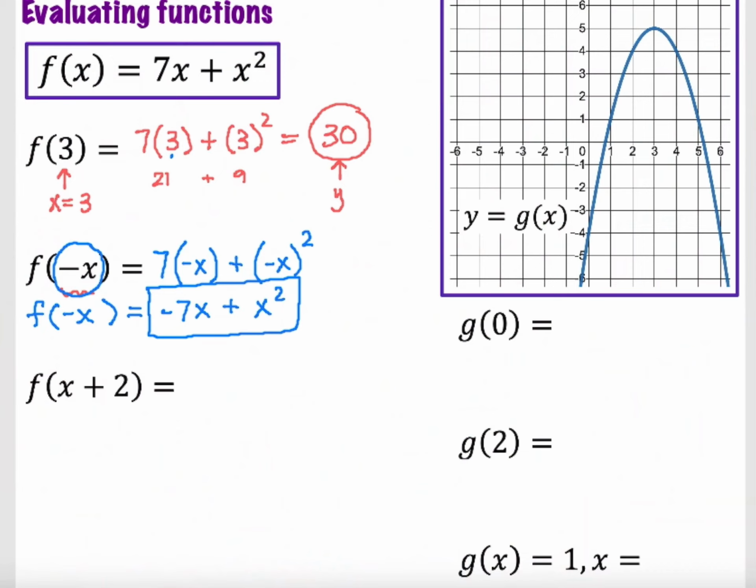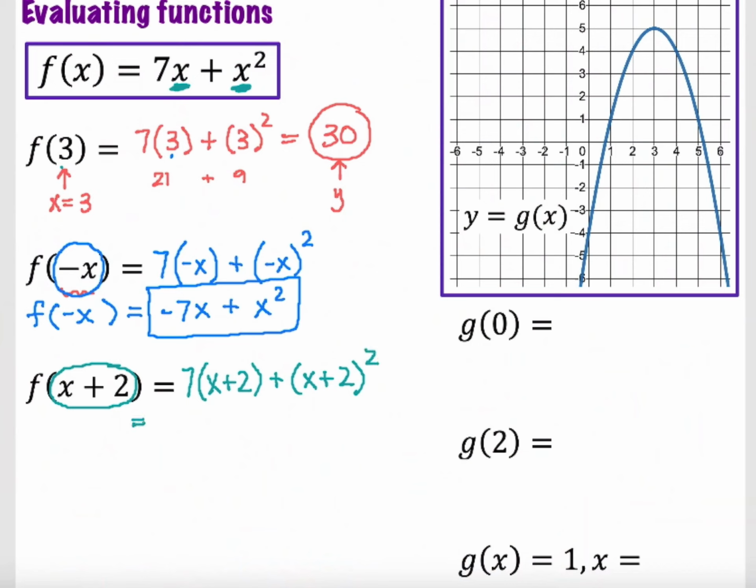This one's real fun. We're going to put an x plus 2 as the input. Again, if we had 3 as the input, we put a 3 here and a 3 here. If we have x plus 2 as an input, we're going to put an x plus 2 here and an x plus 2 here. It should look like a substitution. Anywhere you see an x, you'll put an x plus 2. And then you just have to work on simplifying that.